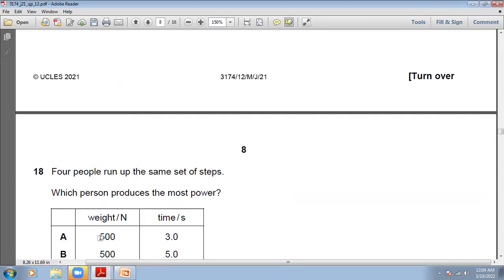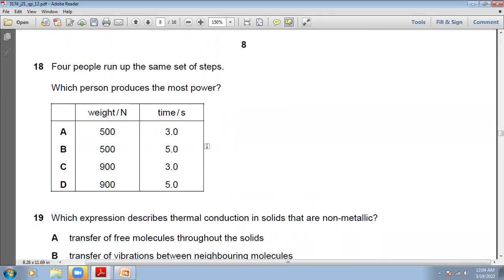Okay, so we are going to the next part. He says four people run up the same set of steps. Which person produces the most power? The power equals the work done divided by time. And the work done is weight multiplied by height. So the most work will be done where the weight is the largest, and the most power will be where you did the same work in less time.